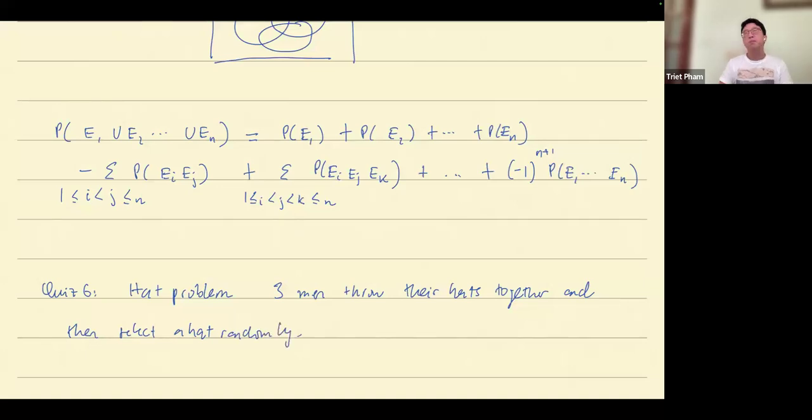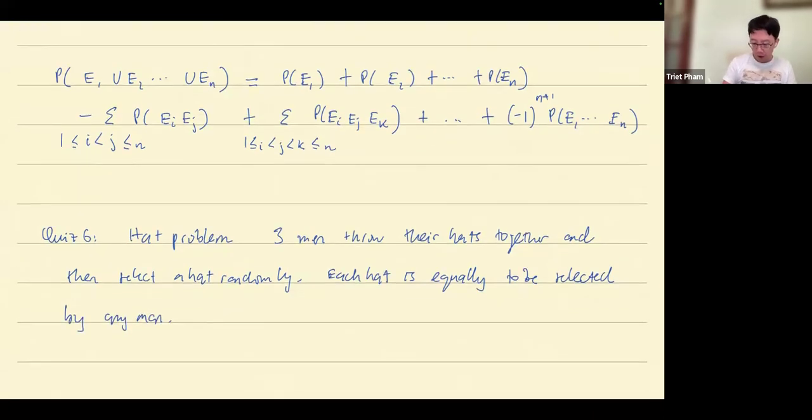And suppose that all things being equally likely, each hat is equally likely to be selected by any man. What are we after? We're after the probability of no man getting their right hat. Okay, that's the question.